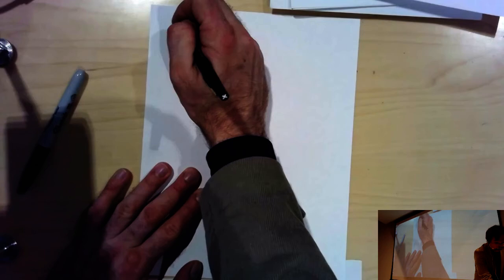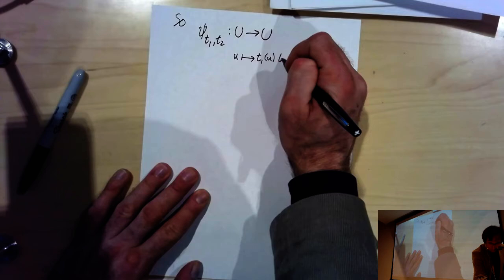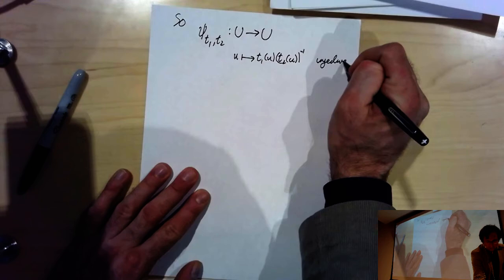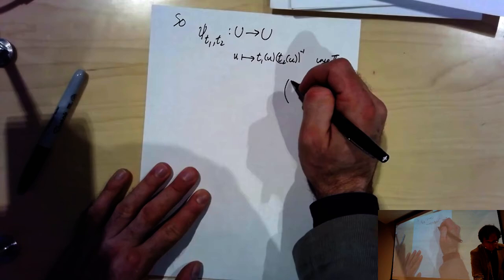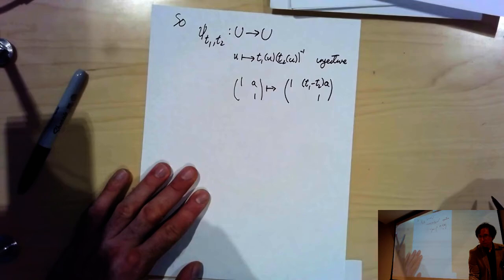So psi T1 T2 from U to itself given by, well, U gets mapped to T1 of U, T2 of U inverse, this is injective. Let me actually, you know, commit a heresy and write the matrices down. This is just going to be 1, T1 minus T2, A. Yeah, so now it's completely clear that it's injective. Right? Because T1 is distinct from T2, this is injective.